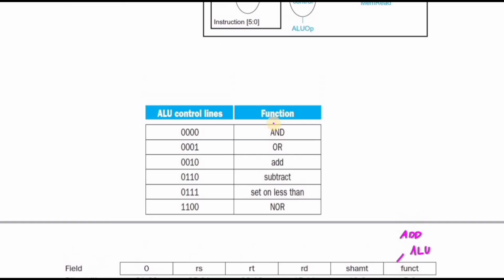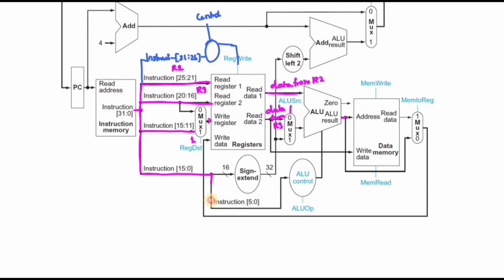The ALU control: 0000 means it will perform the AND operation, 0001 means OR operation, 0010 means add operation, and 1100 means it will perform the NOR operation. This is about the ALU control. In order to activate the ALU control, ALU op must be 1.